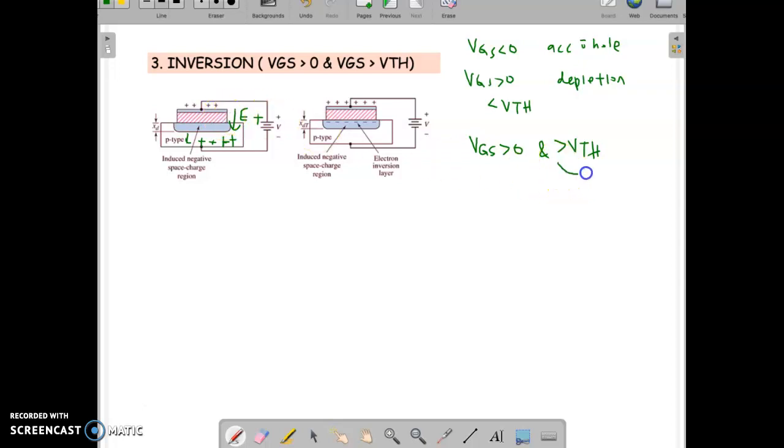Since you have enough energy to turn on the MOSFET, remember that your P-type still has minority carriers. What is the minority carrier for P-type? The electron, which is negative, right? So your negative electrons will be attracted to the area below the oxide. This area is what we call the electron inversion layer.